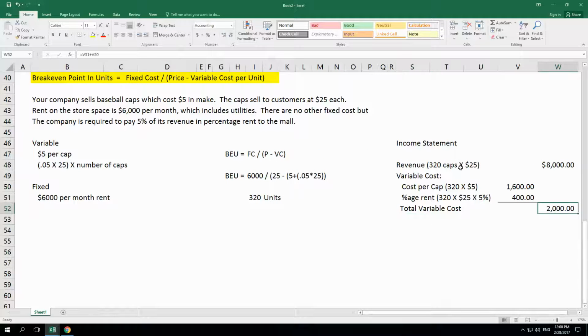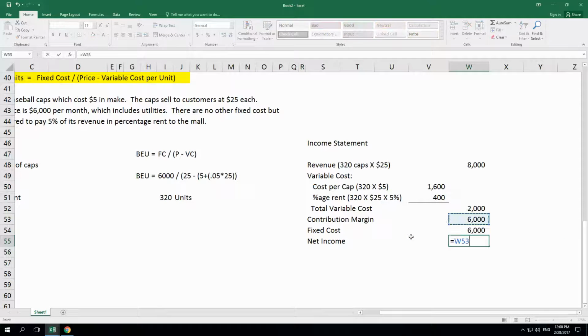I want to show you something here. The difference between revenue and variable cost is called the contribution margin. So if I take 8,000 minus 2,000, I get a $6,000 contribution margin. Then we subtract the fixed cost. Remember, fixed cost was $6,000. When we subtract $6,000, we get 0. So my net income is 0.